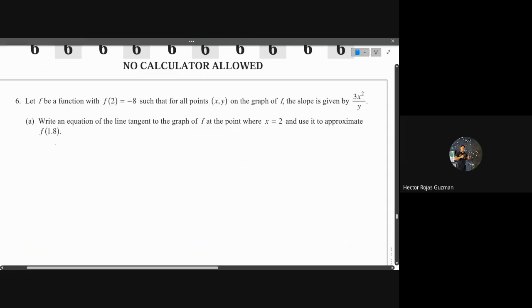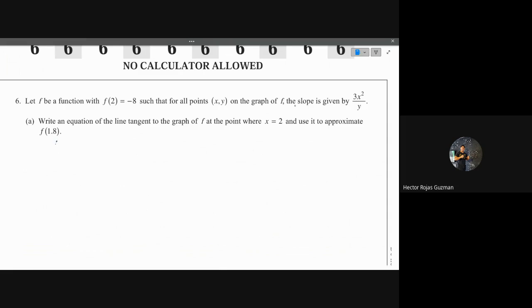Okay, let's speed it up a little. First, I'm going to have to find my derivative. And here, we're given the slope of f. So, f prime of 2 equals 3 times 2 to the power of 2, but we have to know the y value. But they give it to us, right? Look at this. F of 2 equals negative 8. So my y value is negative 8, which means my slope, 4 times 3 is 12, divided by 4 is negative 3/2. That's your slope.